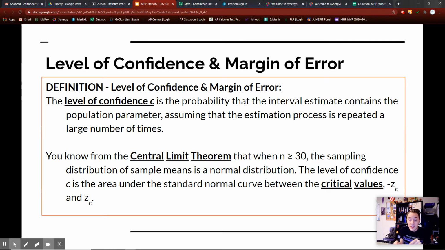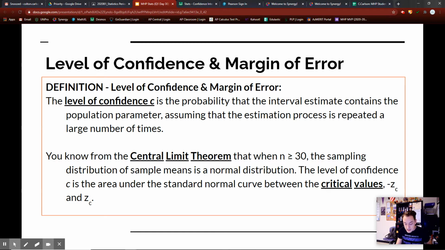Then the level of confidence C is the area under the standard normal curve. And these are what we call the critical values, the z-scores, essentially. Those are my critical values or z-scores. Okay?